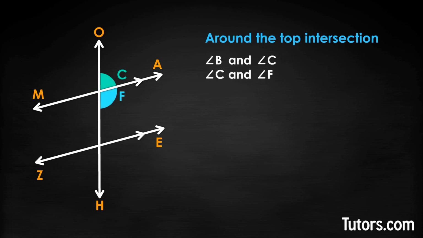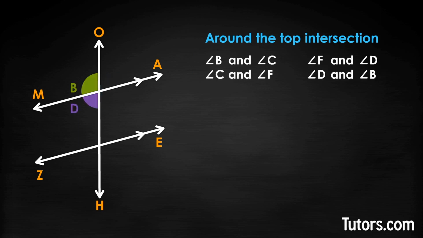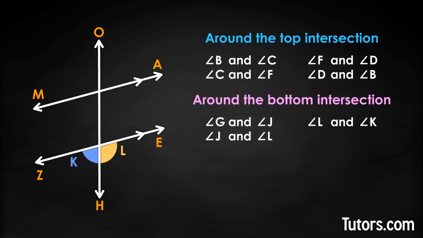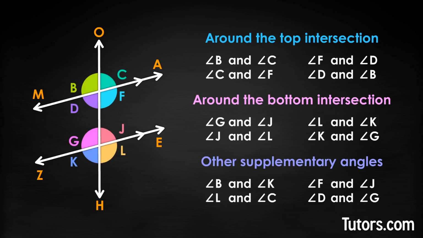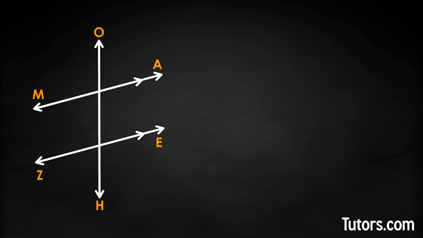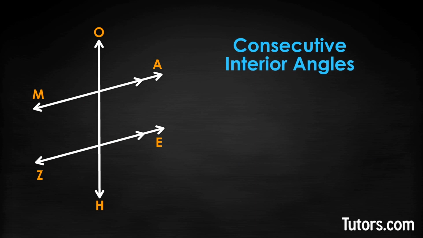Around the top intersection, around the bottom intersection. Those should have been obvious, but did you catch these 4 other supplementary angles? These 4 pairs are supplementary because the transversal creates identical intersections for both lines, only if the lines are parallel. The last 2 supplementary angles are interior angle pairs, called consecutive interior angles.